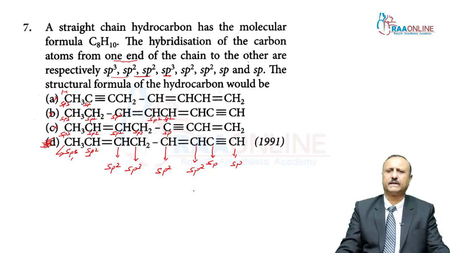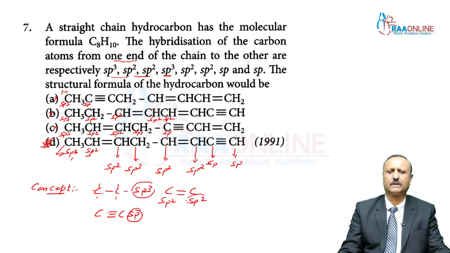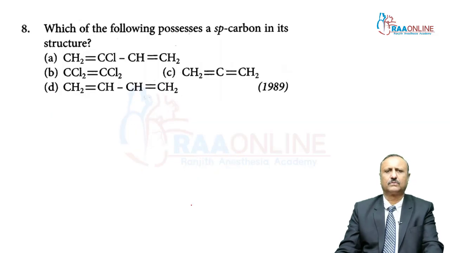This question was also asked in, my dear students, year 1991. The concept is the same. I repeat this concept once again. When a carbon has all single bonds, the hybridization is sp3. When a carbon atom is attached with a double bond, the hybridization is sp2. When any carbon atom is attached with a triple bond, then the hybridization is sp. So this is the basic concept, my dear students, and you can solve all these questions from this basic concept. Now we can go to question number 8.